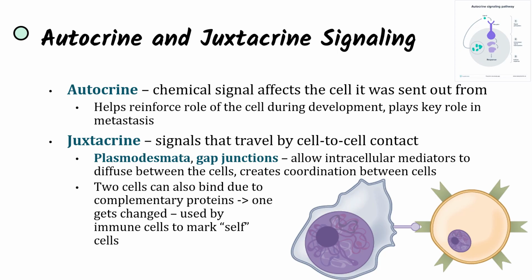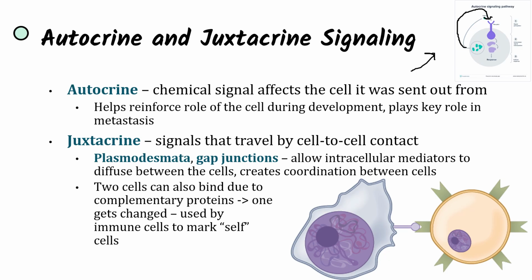So over here you can see an autocrine signaling pathway where the ligand is sent out from the cell and then received by the cell itself. So what does this mean, that it helps reinforce the role of the cell during development? Essentially, if the cell is producing the right chemical molecules and the right receptors, and it's sending them out to itself, then that means the cell is developing how it's supposed to be, and it's creating the right chemical molecules and the right receptors. Additionally, this is going to be part of metastasis, which is when a cancerous tumor spreads.